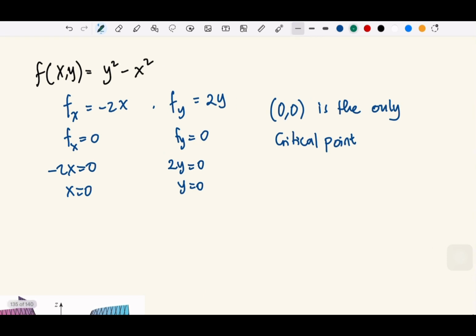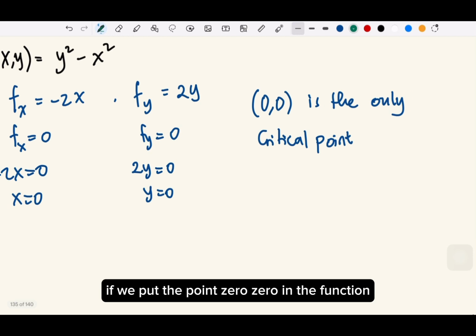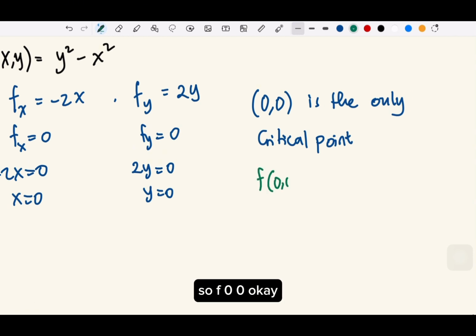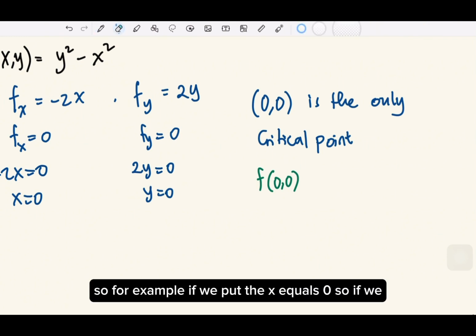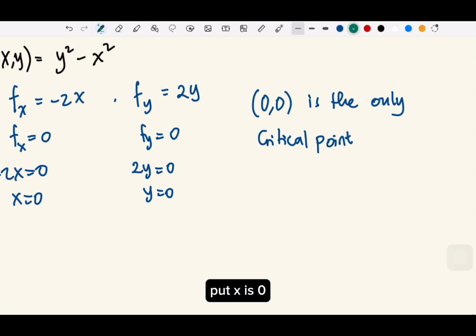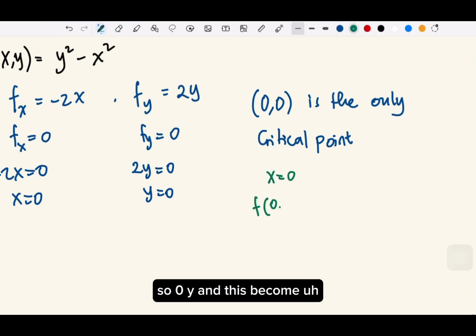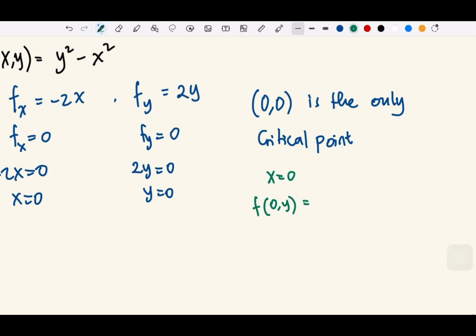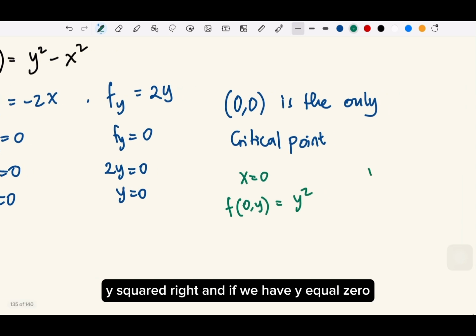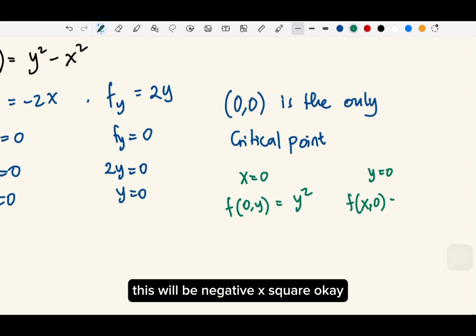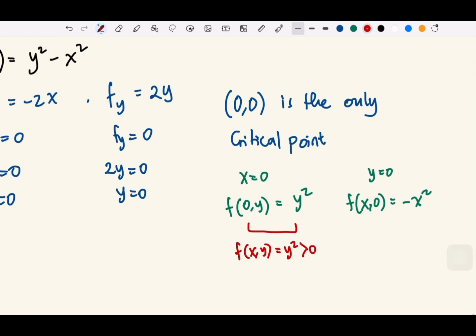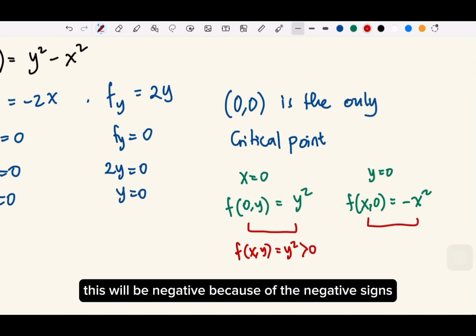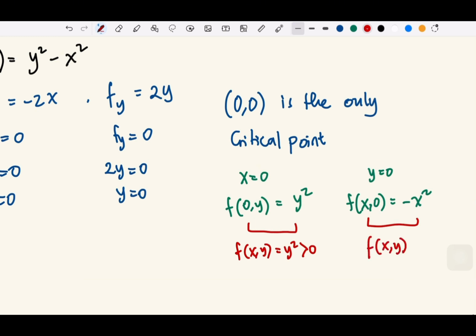Okay, so if we put the point 0, 0 in the function, f of 0, 0. Let me write one by one. If x is 0, then this becomes y squared, right? And if we have y equals 0, this will be negative x squared. So this will be a positive function, and this will be negative because of the negative sign. It's less than 0.